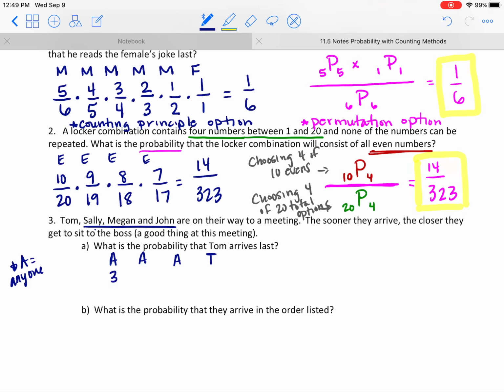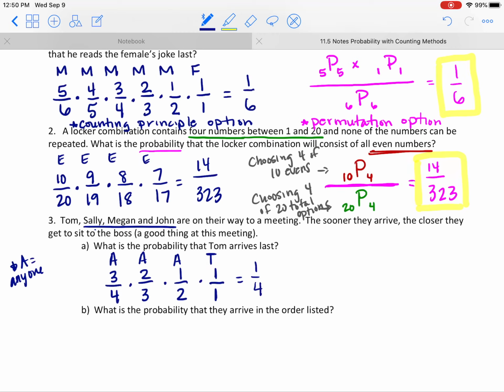So there are 3 people out of the 4 total options that could be first. And then there are 2 left out of the 3 total options that could be next. And then there's 1 left out of the 2 total options that could be there. Now Tom is the only Tom, so there's 1 option for Tom, and there's only 1 option left total for that last spot. Alright, so this is going to get us this answer, and again, this nice feature happens here. That's going to end up being 1/4, although you could absolutely put that into the calculator. So this is going to be 1/4.